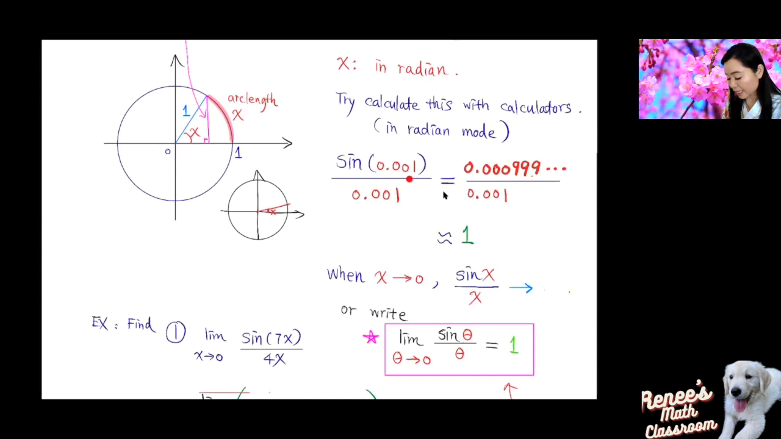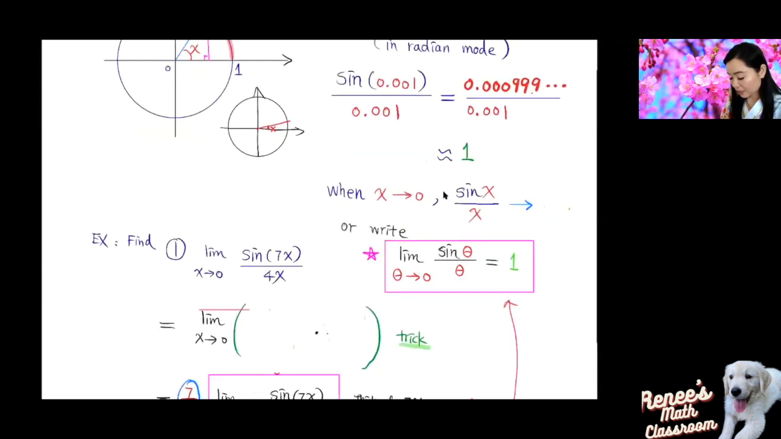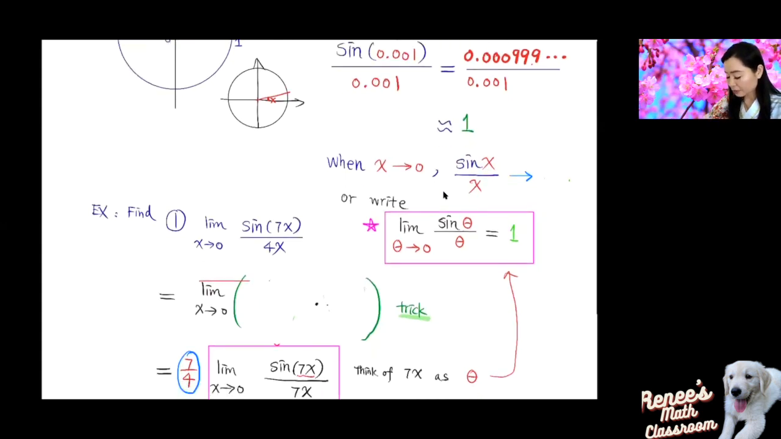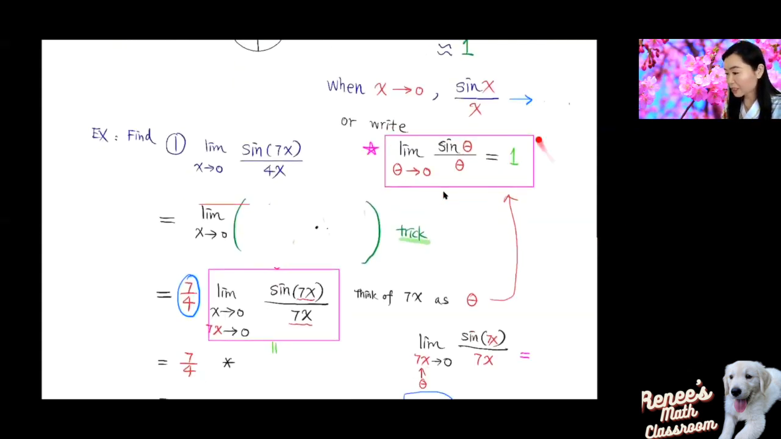So the smaller this angle is in radians, the closer and closer to 1 the ratio gets. So the limit of this ratio is 1 as this x goes to 0. Another way to write this limit, instead of using x, you can also use theta. So the limit of this ratio is equal to 1 when theta approaches 0. Now we're going to use this important limit to find this limit.